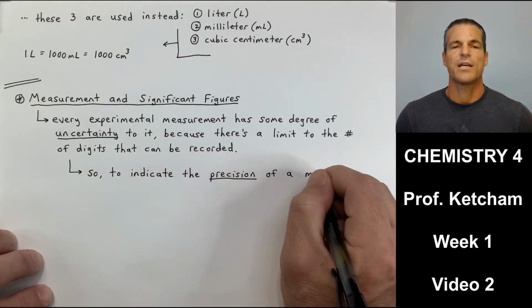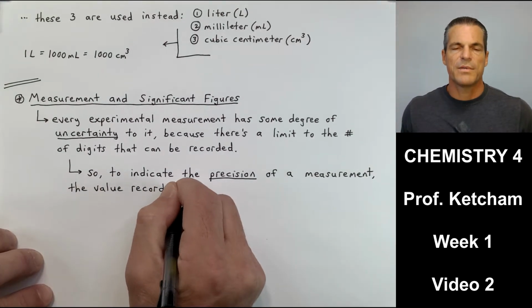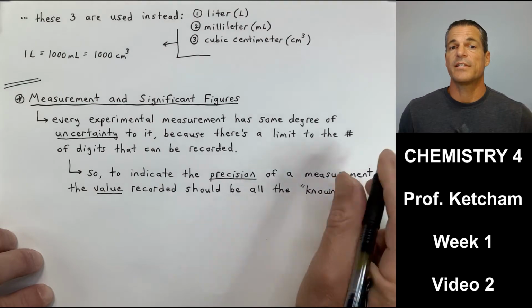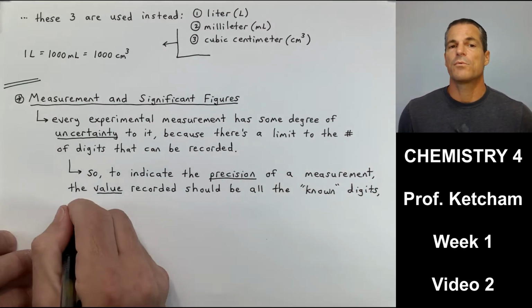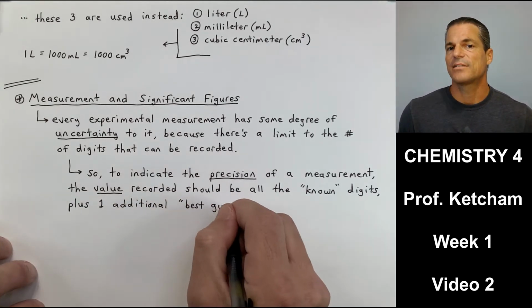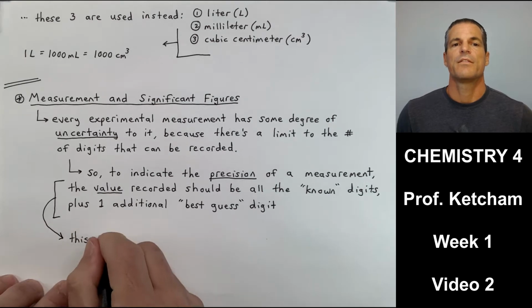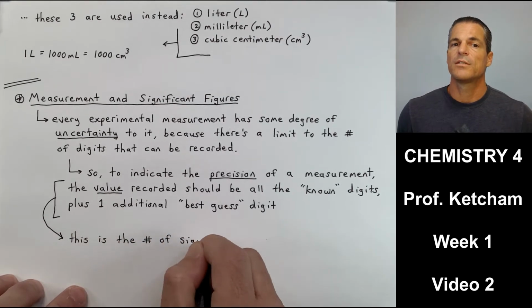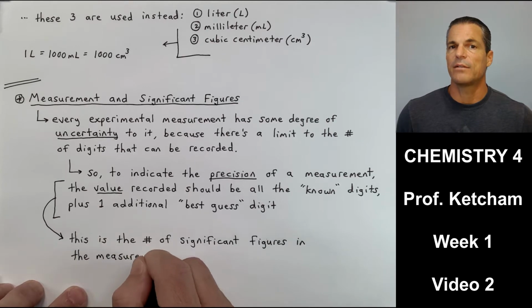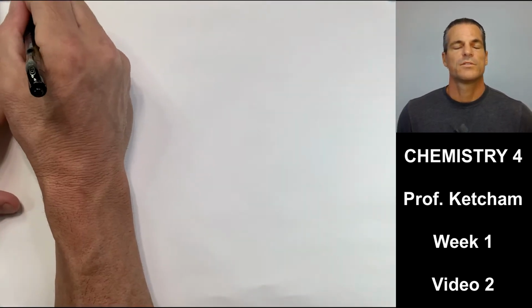Anytime you're measuring something, at the end it's going to come down to kind of what your interpretation of that measurement is. So there's always going to be some sort of uncertainty. So the bullet point here says, to indicate the precision of a measurement, the value recorded should be all the known digits plus 1 additional best guess digit. Now I'm going to elaborate on what I mean by this in just a second with some examples. But the value recorded should be all the known digits plus 1 additional best guess digit. And whatever that comes out to be, that is the number of significant figures in the measurement. So what does all that mean?